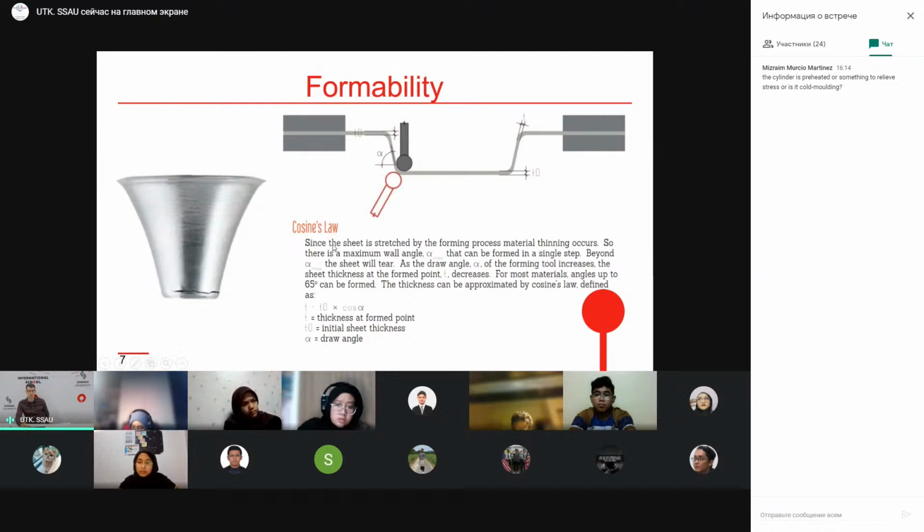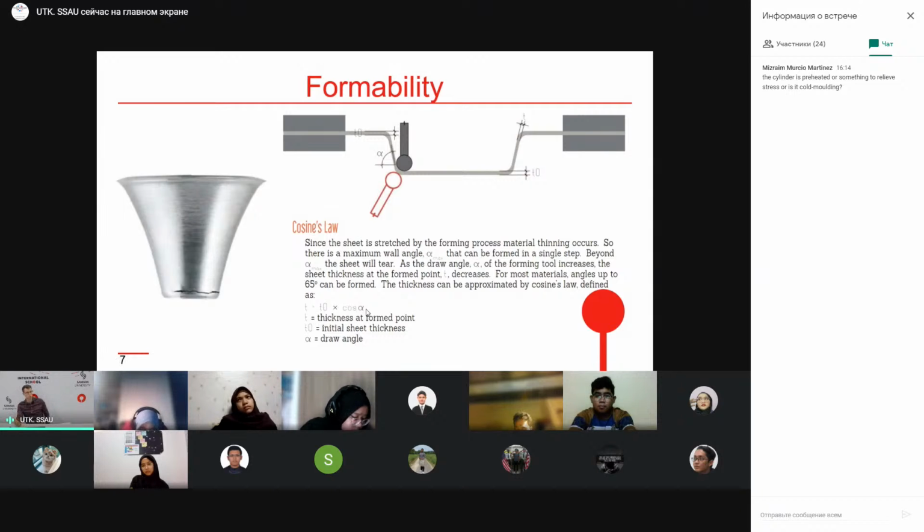So if we are speaking about traditional incremental forming, we can't produce a cylindrical cup, when the angle of the wall is 90 degrees. And of course, we can theoretically calculate the thickness at the bottom of the part using a quite simple formula. Here it is. We should multiply the initial thickness and the cosine of the angle of the wall.